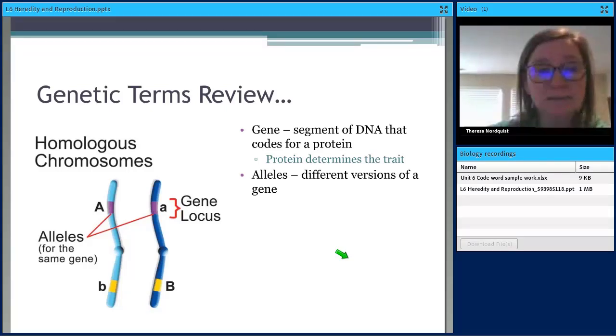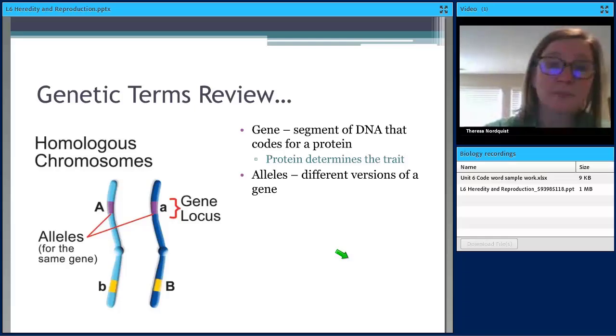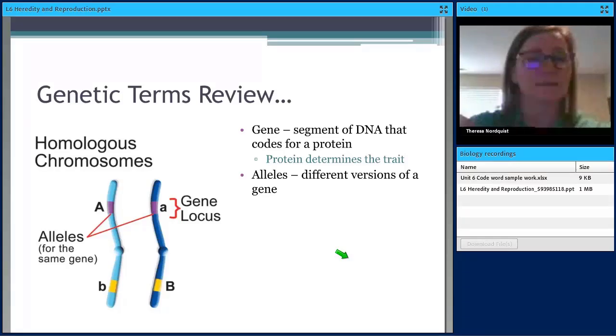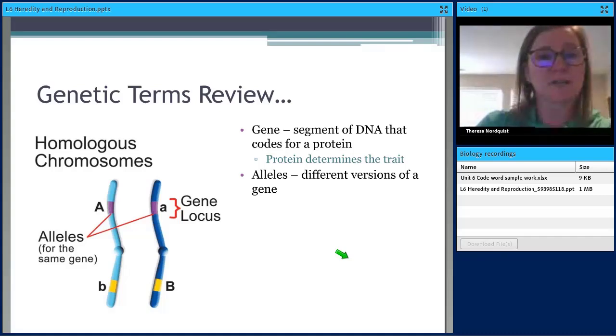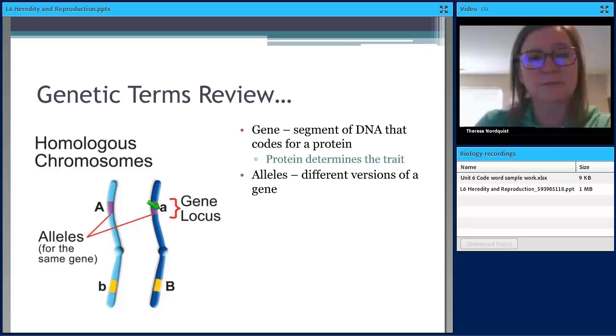You can have different alleles for the genes. So you have a gene that determines your eye color, but there are different alleles. You can have brown eyes, blue eyes, green eyes, and variations in between. So the alleles are those different variations, and in our examples, we use different letters like capital letter, lowercase. Same gene, different allele.